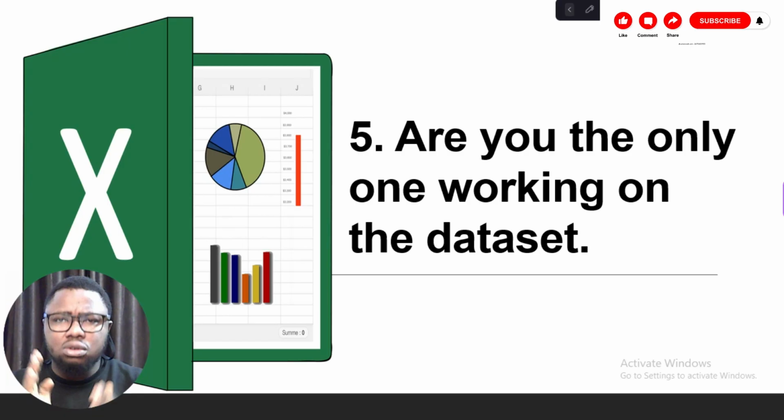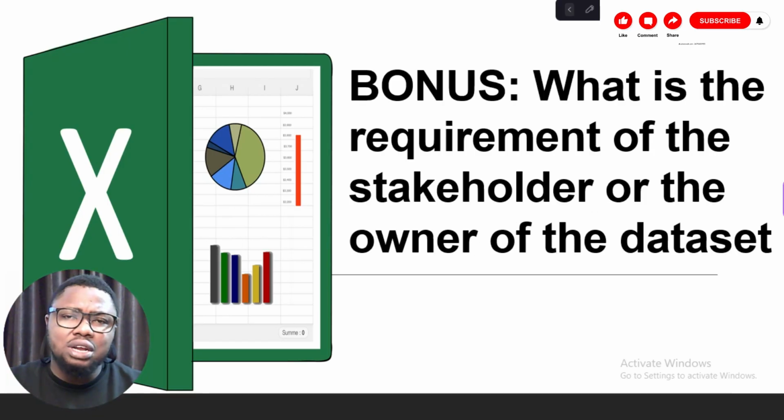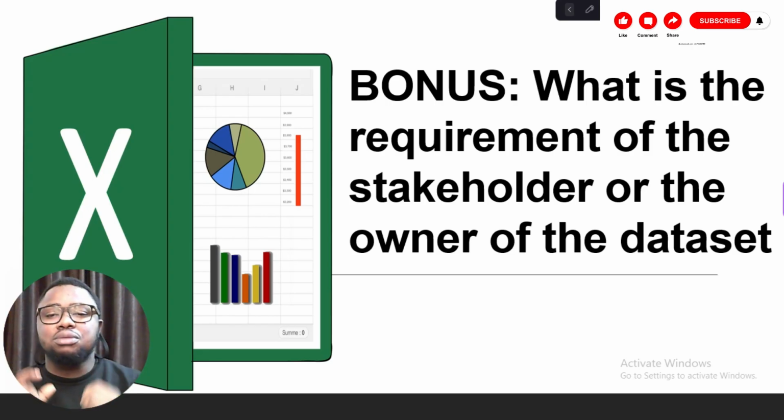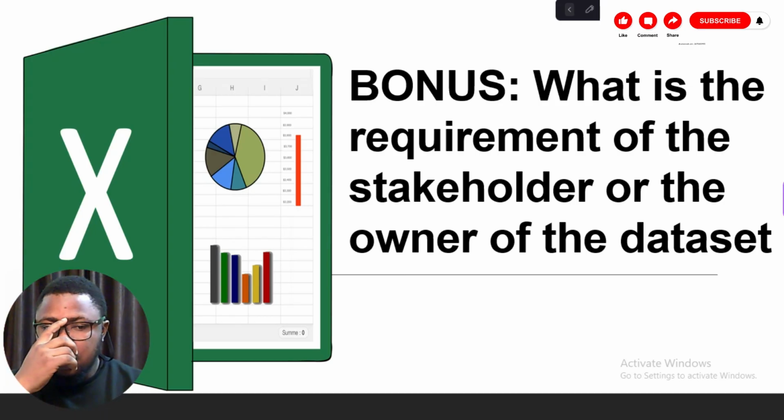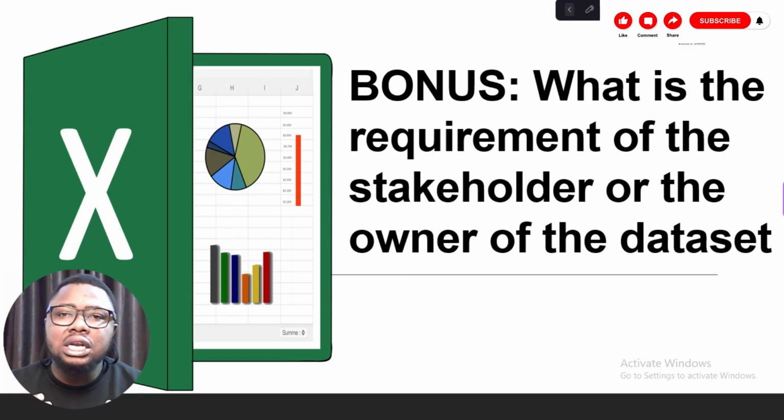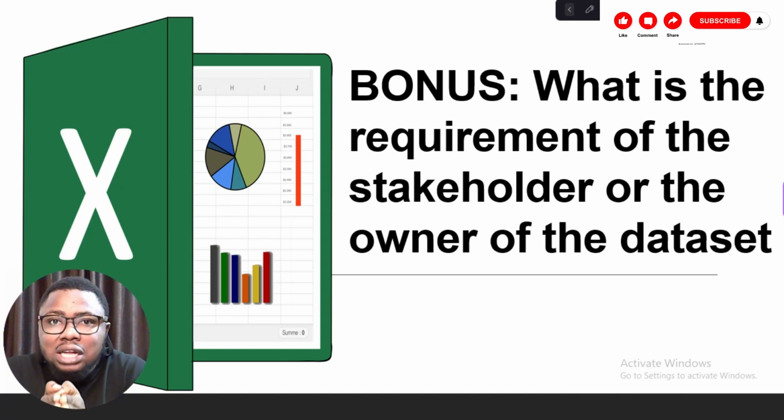All right, wonderful. So the last part, which is the bonus I'm talking about. Now, what is the requirement of the stakeholder or the owner of the data? Most of the times, people can give you a data to work on. You need to understand their requirement. No matter what you feel that you have or you want to do on the data, remember, the stakeholders have a say. They have a say on the data even more than you who is working on the data.